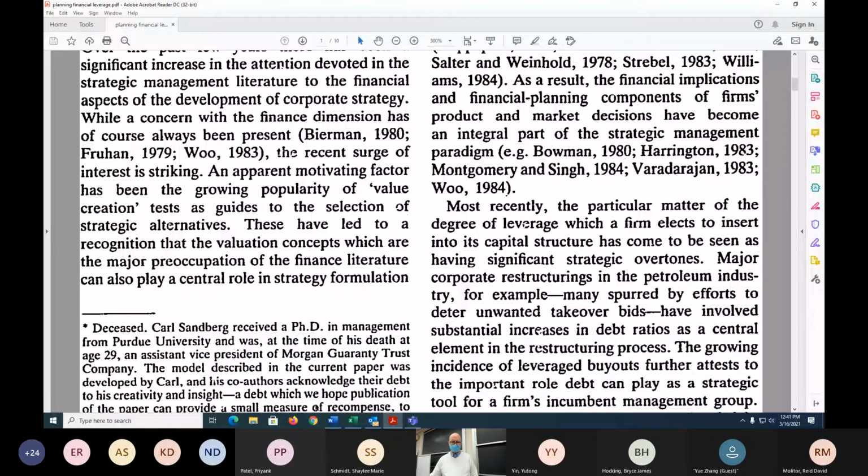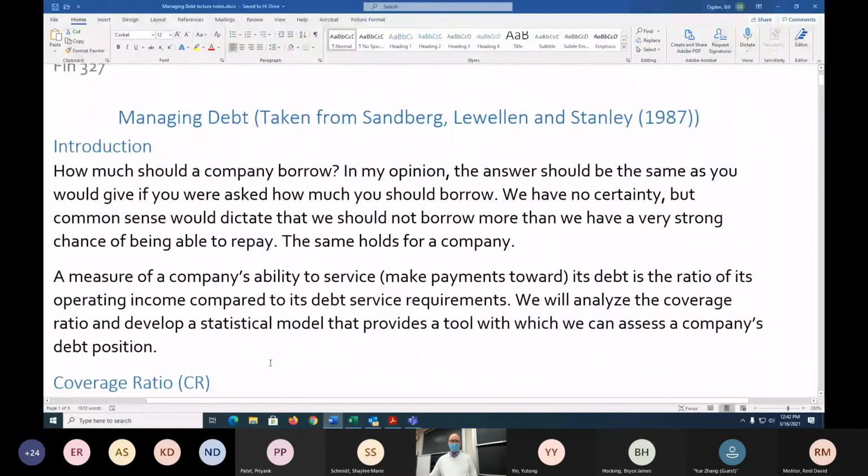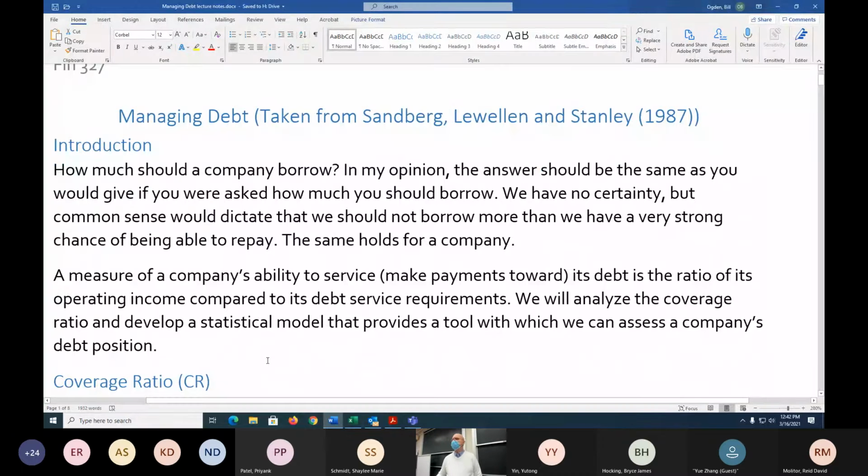But if we go back to my document, I summarize this, I think, pretty nicely. How much should a company borrow? In my opinion, the answer should be the same as you would give if you were asked how much you should borrow. You should not borrow any more than you can afford to repay, period. So why did we have the mortgage crisis in 2008? Because people were getting into houses they could not begin to afford. So stay at a debt level that you can afford to pay.